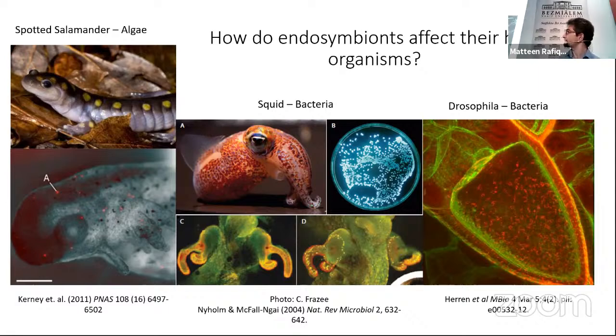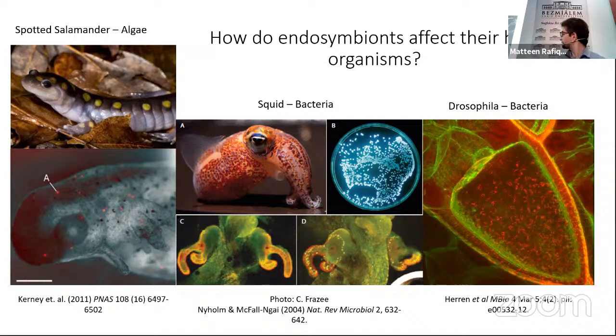Here is another example, a squid, which has an organ at the base of its body which produces blue light. This blue light is actually produced by bacteria. The squid has no mechanism for producing this light. When the squid is swimming in the sea under moonlight, this light makes the squid invisible to predators from below. It's a kind of invisibility because it produces a light that mimics moonlight.